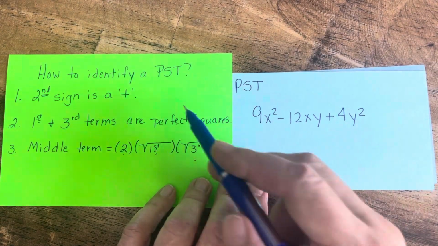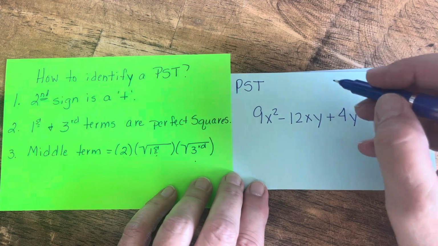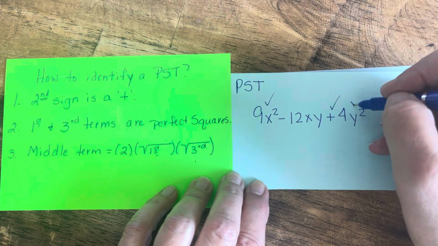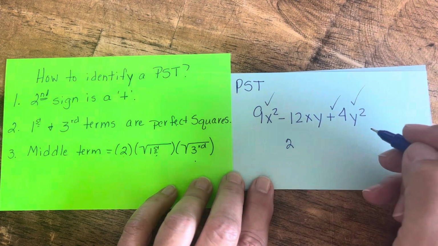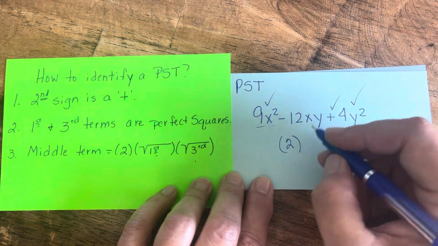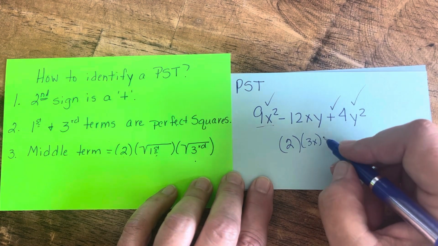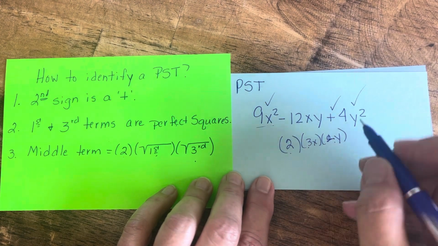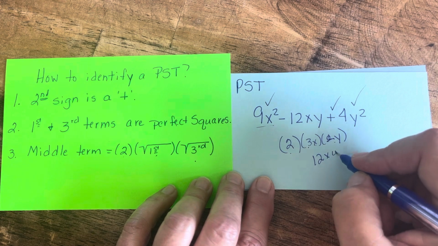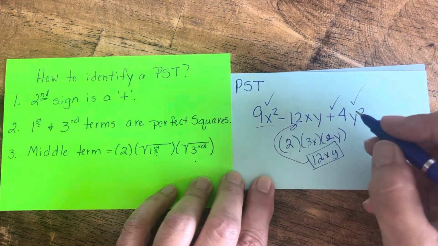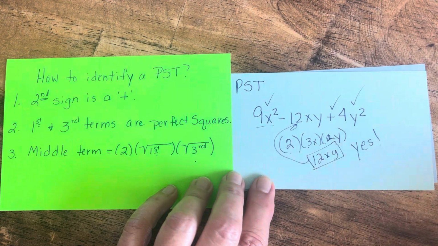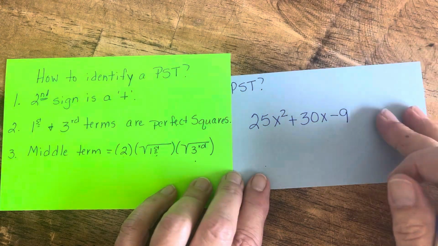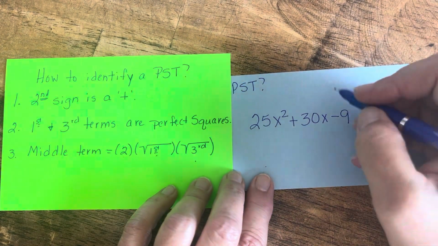Now let's look at this one. Go through your checklist. Is the second sign a plus sign? Yes, it is. Are the first and third terms perfect squares? Yes and yes. Now, is the middle term equal to 2 times the square root of this, which is 3x, times the square root of that, which is 2y? 2 times 3 is 6, times 2 is 12. You got the xy. Does this match your middle term? Yes, it does. So this is a perfect square trinomial. That's a big yes.